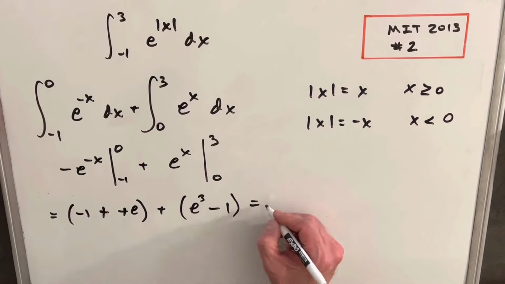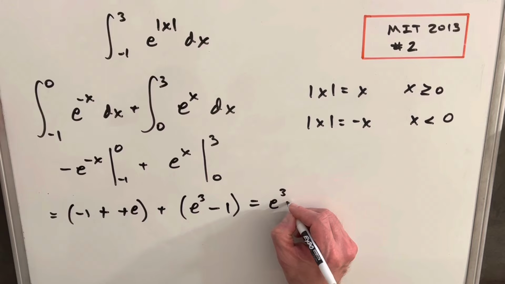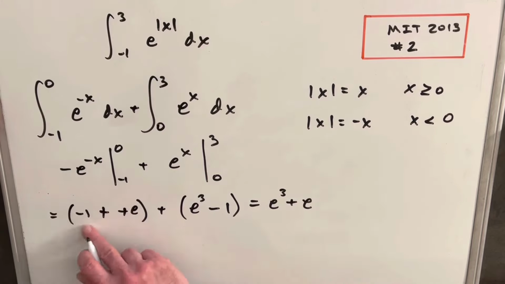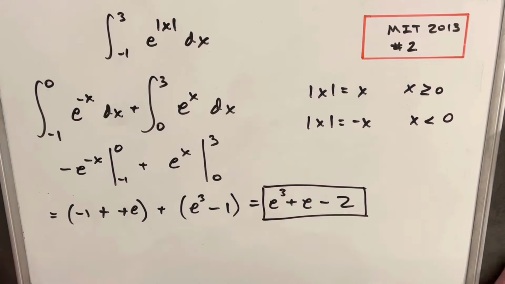So let's see, we take an e cubed here, and then we have an e over here. So we have e cubed plus e -1 -1, which is -2. That's it. Very quick integral, MIT 2013, problem 2.